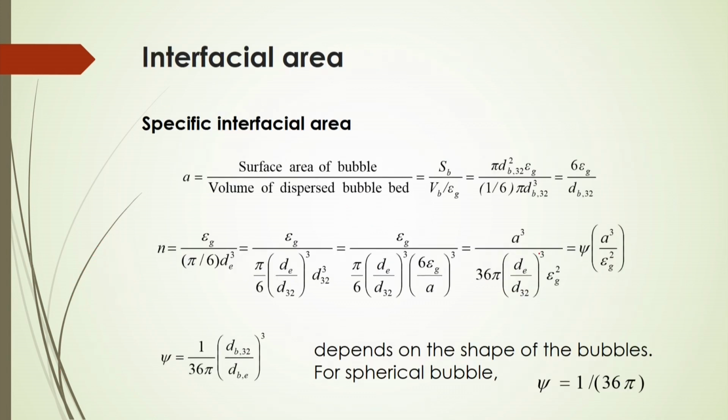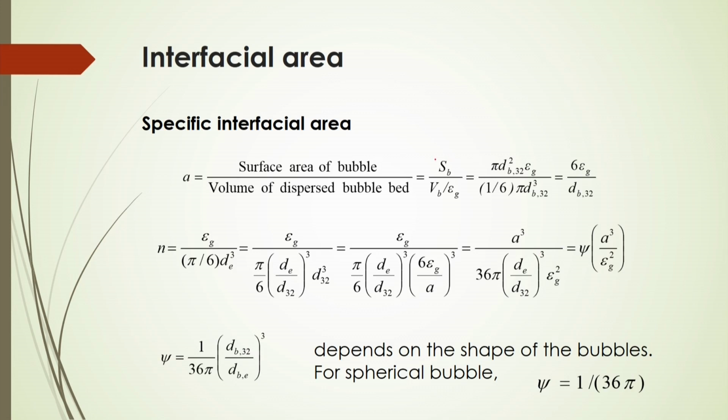Now, interfacial area: once you know this bubble size, then what should be the specific interfacial area? The specific interfacial area is defined as the surface area of the bubbles divided by the volume of the dispersed bubble bed in the column.